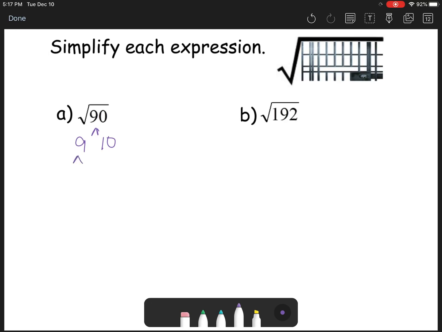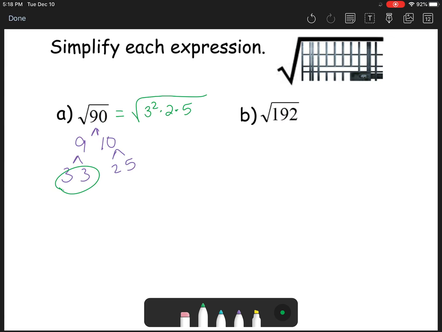Okay, well, I'm going to keep factoring. 3 times 3 would be 9. And 2 times 5 would be 10. Notice how I can't factor 3 and I can't factor 2 or 5 anymore. When I can't factor anymore, that's how I know I'm done. Now looking at these numbers, we're looking for groups of 2 because we're taking the square root. So here's a group of 2, and that's our only group of 2. So 90 is really the same as saying we have 3 squared times 2 times 5.